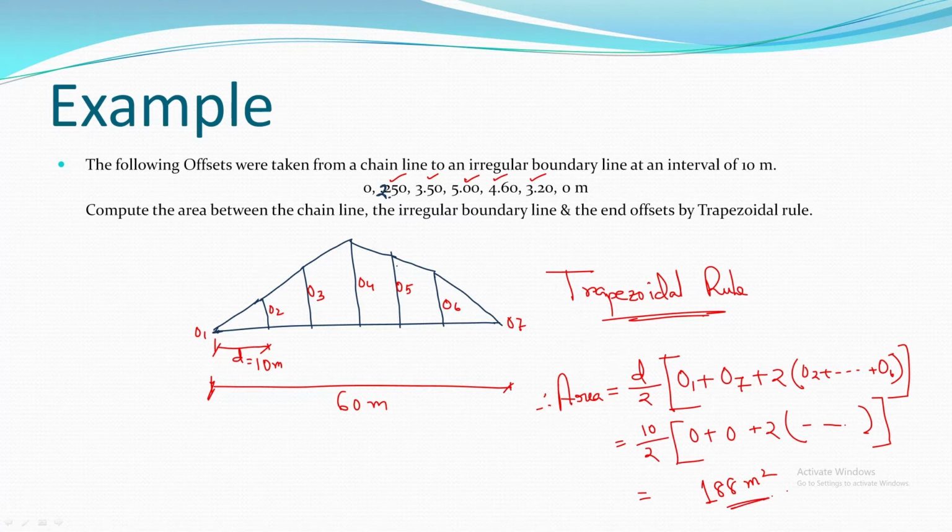Okay. So in this way you can apply the trapezoidal rule to determine an area. And the important thing is that when you apply the trapezoidal rule, keep in mind that the boundaries between the ends of ordinates, that means these boundaries, are always considered to be a straight line.